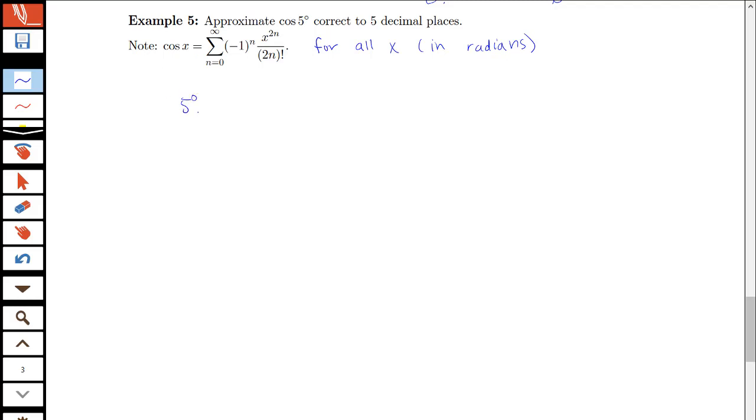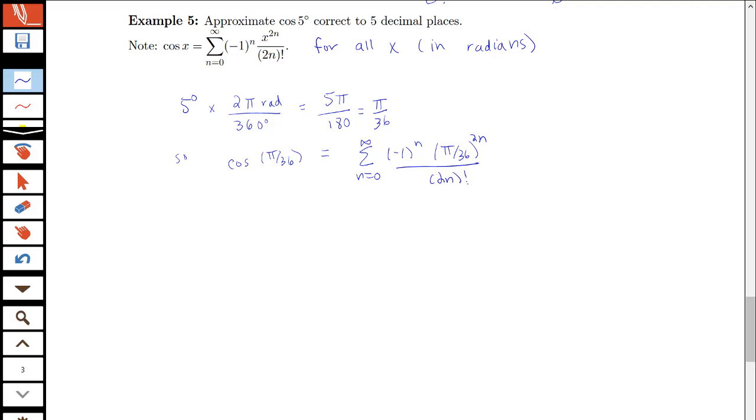So notice that 5 degrees, with a unit conversion, I know that I have 2 pi radians in 360 degrees here. So I'm going to have 5 pi over 180, or pi over 36 radians, is what I'm actually trying to approximate. So we can say that cosine of pi over 36 is this infinite series with negative 1 to the n, pi over 36 to the 2n, over 2n factorial.